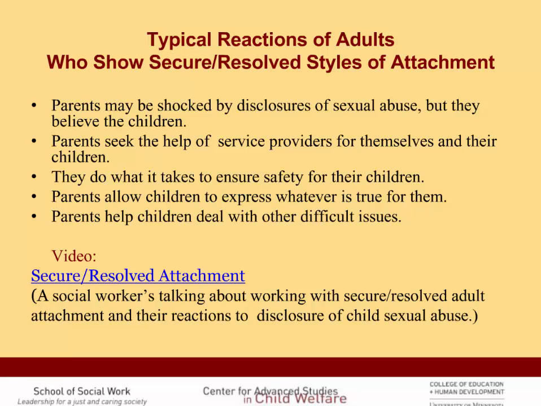They will seek the counsel and support of others, such as clergy, family members, and professionals. They will do what it takes to ensure safety for their children, beginning with keeping the alleged perpetrators away from the children at all times. Parents allow children to express whatever is true for them, including letting children know it's okay to love perpetrators for the good things that they did and dislike the sexually abusive behaviors.